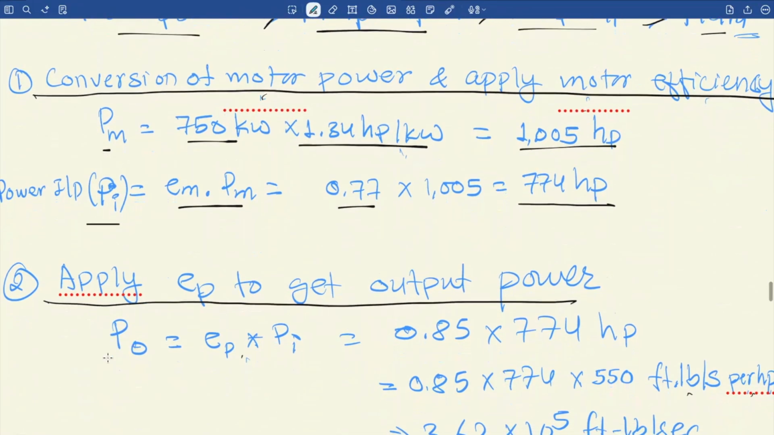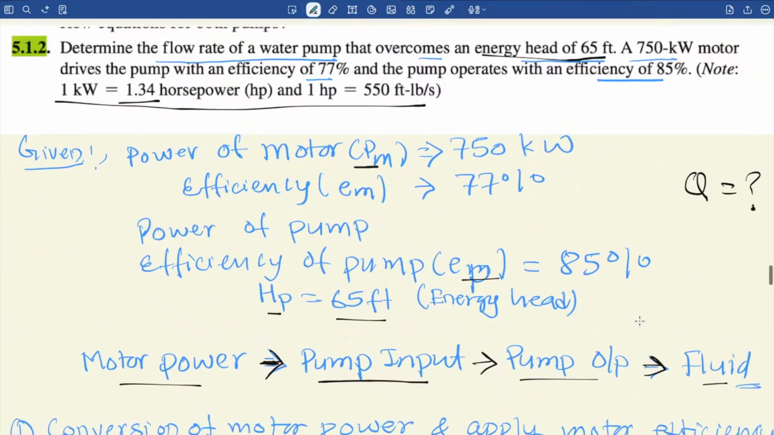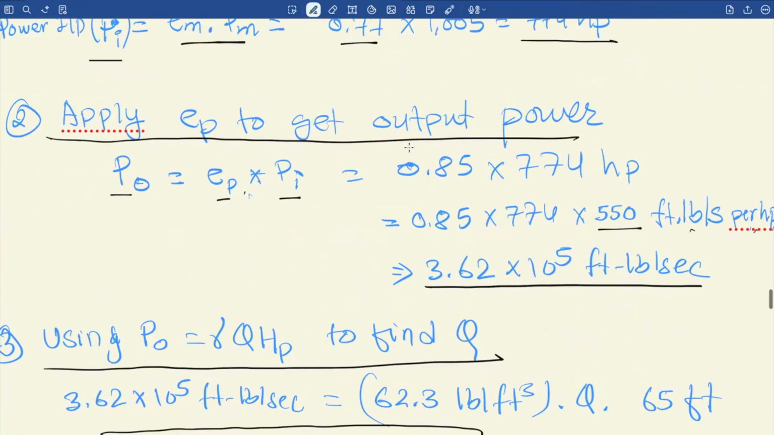And now, in this second step, we will apply EP to get output power. So P output is equal to EP times PI. We have computed PI in the earlier step, so we will use that, and we will have our final power output as 3.62 times 10 to the power 5 feet lb per second. Here we need to convert HP to feet lb per second, so we multiply. I think we are given this as well: 1 hp is 550 feet lb per second. So we got the power output as well.